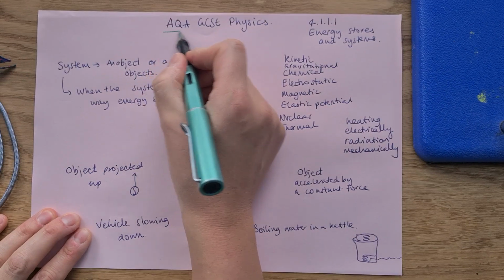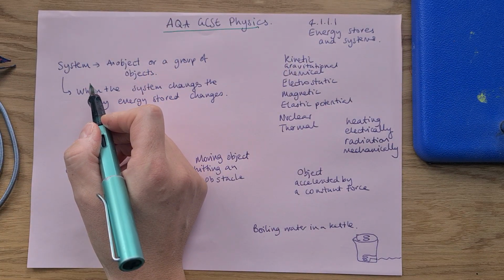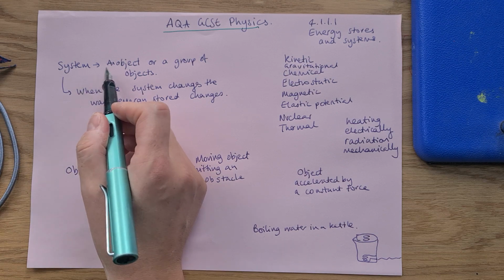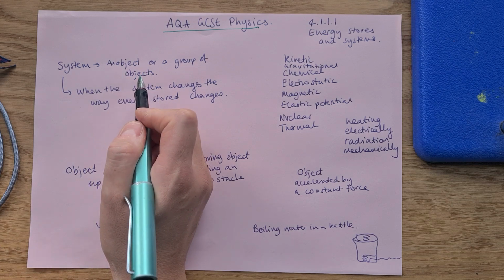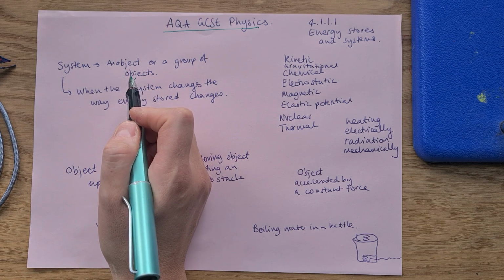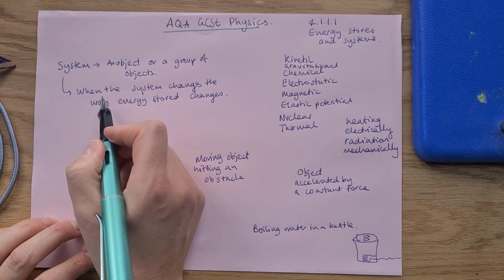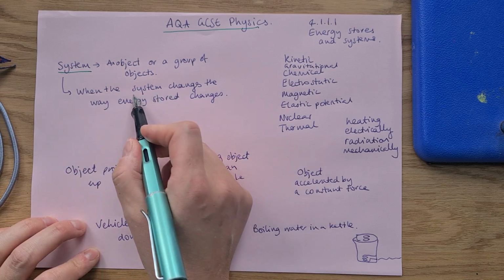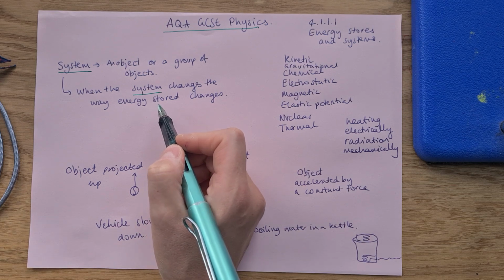So the first thing about it is that we define systems in physics. When we want to study a group of objects and how energies are transferred, we like to define a system. The system could be a single object, it could just be a tennis ball, or it could be a group of objects. So it could be the tennis ball and maybe planet Earth, maybe a couple of tennis balls that are going to collide with each other. Now, whatever we choose to be the system, whenever the system changes, the way that the energy stored in the system is stored is also going to change.